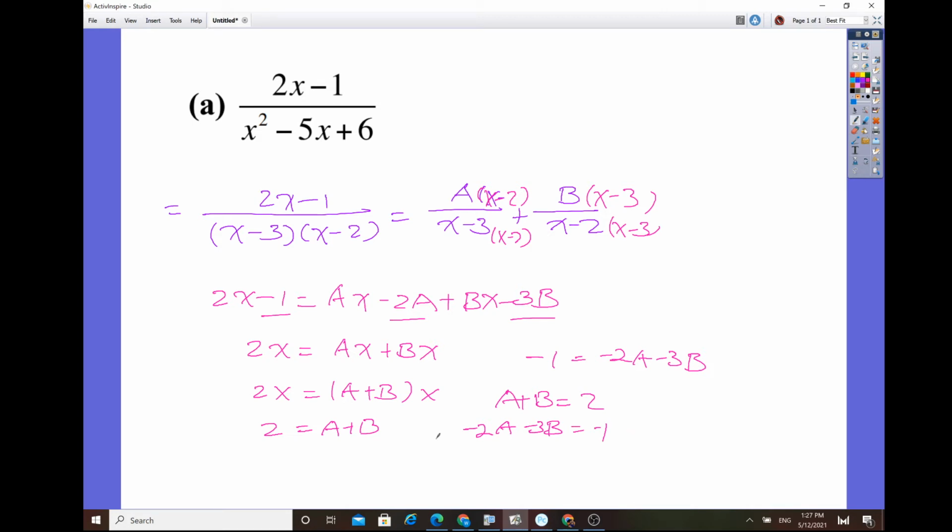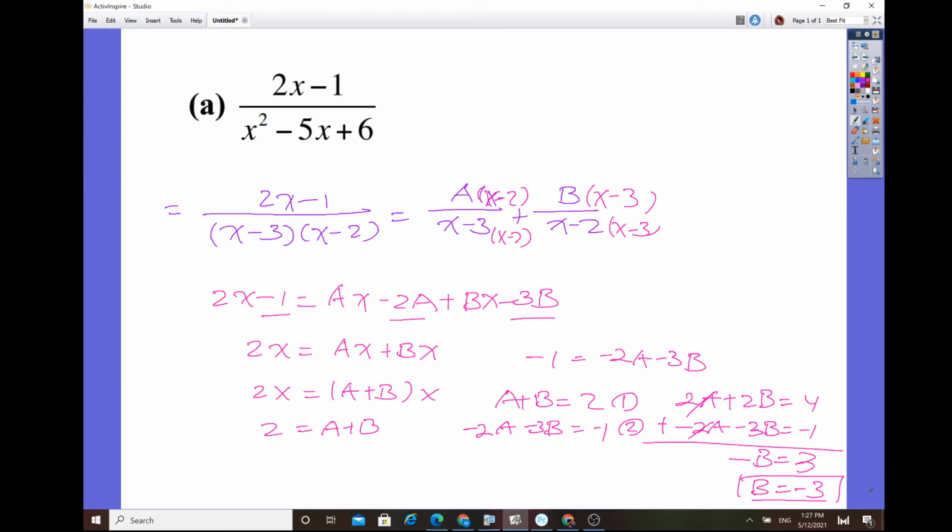So basically for this one, multiply the first equation by 2. So we got 2a plus 2b equals 4. Combine it with the second equation. So 2a and negative 2a got cancelled. So 2b plus negative 3b is negative b. And then 4 plus negative 1, that would be 3. So negative b equals 3, which means b equals negative 3.